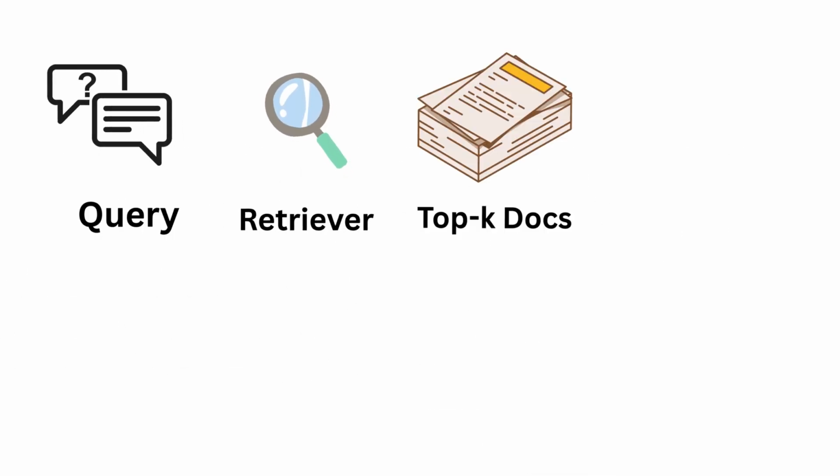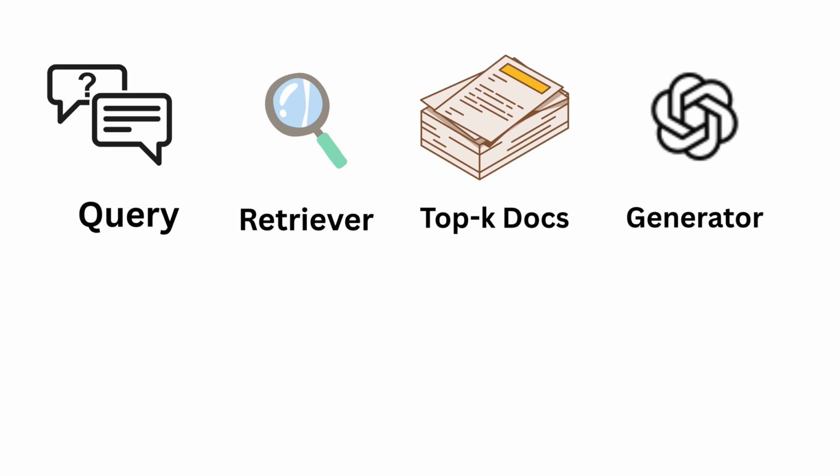Let's quickly go over the main components of the RAG architecture. First, we have the query. This is the initial prompt or question that the user asks. It's what starts the whole process. Next is the retriever. Its job is to go into a document database and pull out the top K most relevant pieces of information, based on how similar they are to the query. It does this using similarity search, which we'll explore more in the next section.